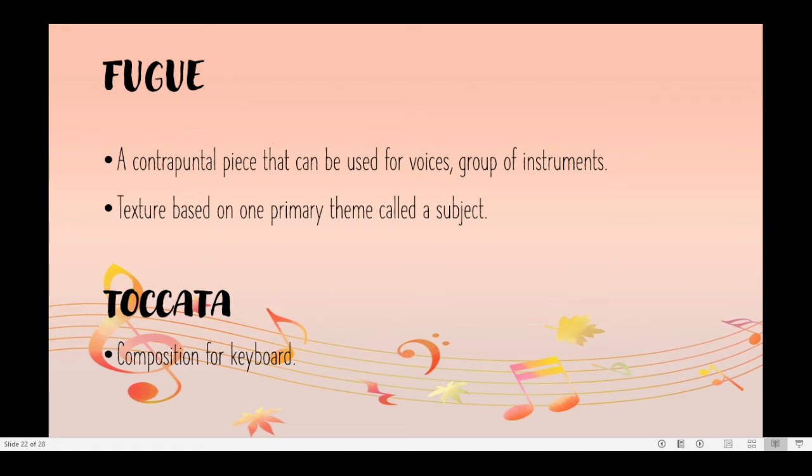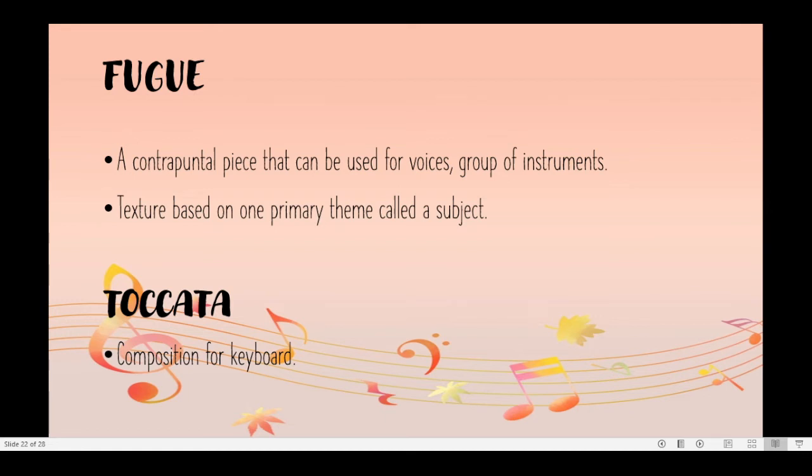Okay, so aside from that, we have as well cadenzas, which is an extended solo passage near the end of the piece, allowing a performer to show off his or her technical and improvisatory skills. Okay, so that is the musical, okay, about the Baroque orchestra.